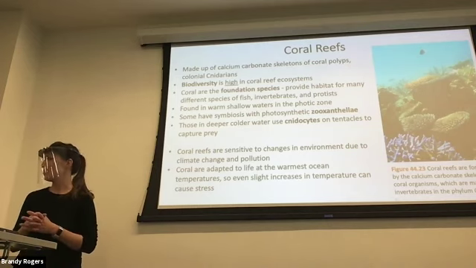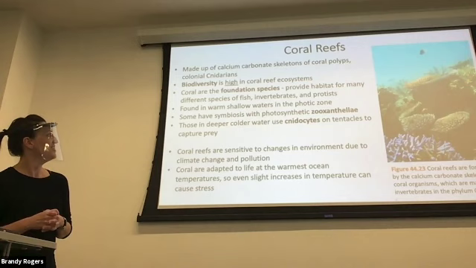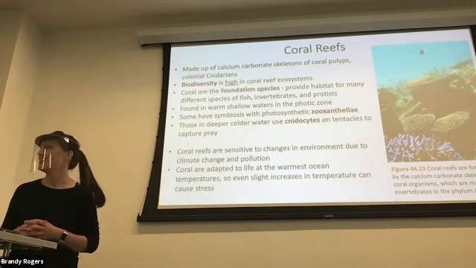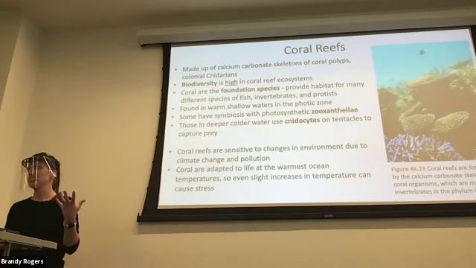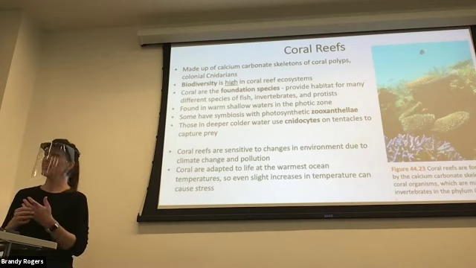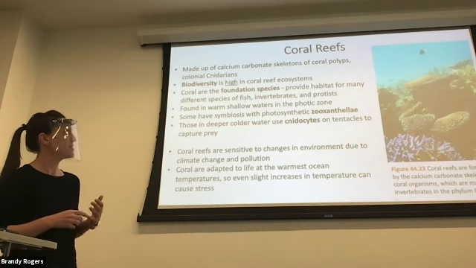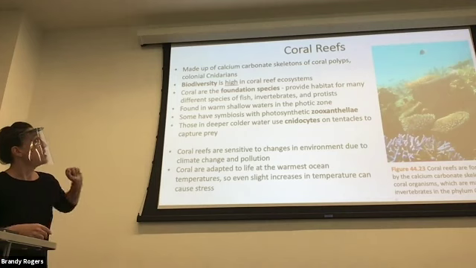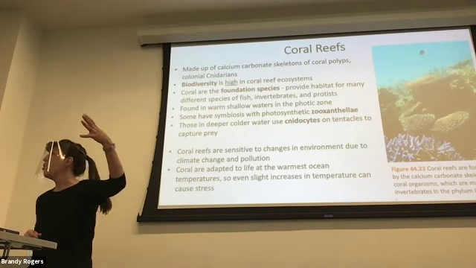You guys remember what cnidocytes are? What is cnidarians named for? What did jellyfish do? Yeah, they sting, right? They sting to catch prey. So cnidocytes are those stinging cells. Coral are not necessarily always going to do that.